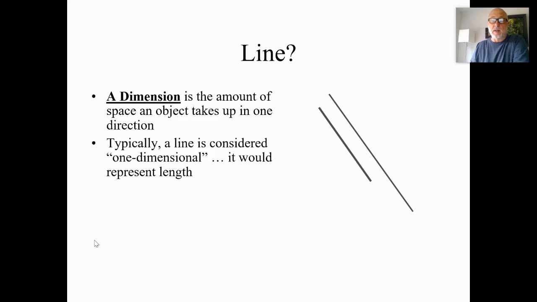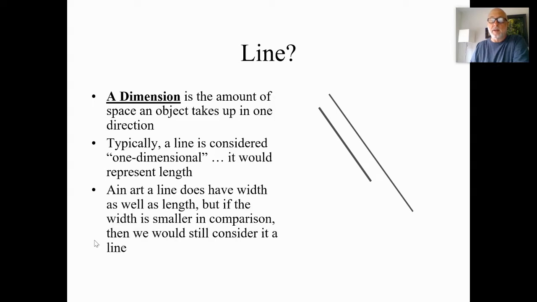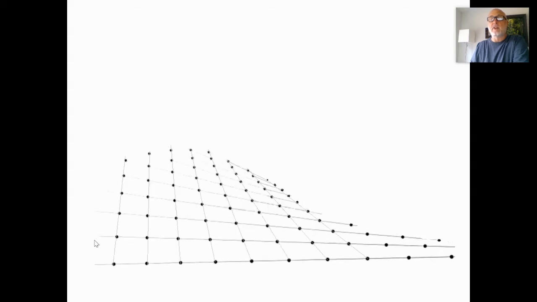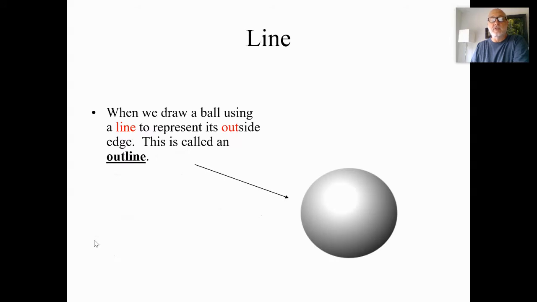Now, in art, a line does have some width as well as length. But as long as the width is smaller in comparison, we would still consider it a line. So you can have very wide lines. Now, as these dots move in space and we connect them to create a line, we can start using more lines to start giving the impression of a plane, a two-dimensional surface. And if we angle them just right, we can start to create the illusion of three dimensions.